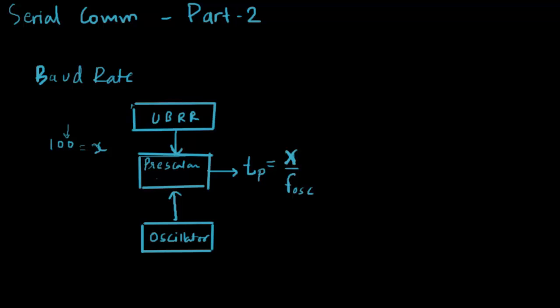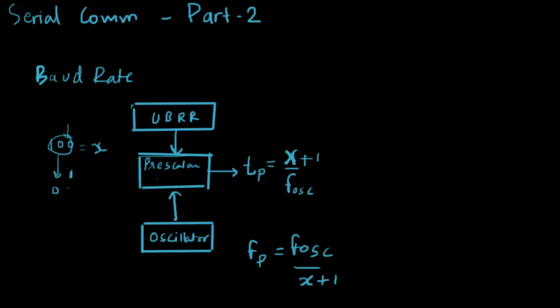Now if I invert this, this frequency, let me call it FP, would be F oscillator divided by X. Now since it decrements from this value to 0, it does not decrement from this value to 1, it decrements from this value to 0. So actually the number of counts it takes is the number we load plus 1. So let us call that X plus 1 instead of X.